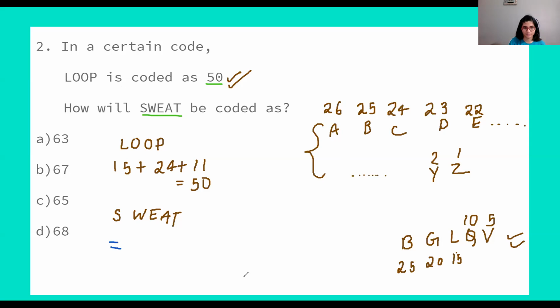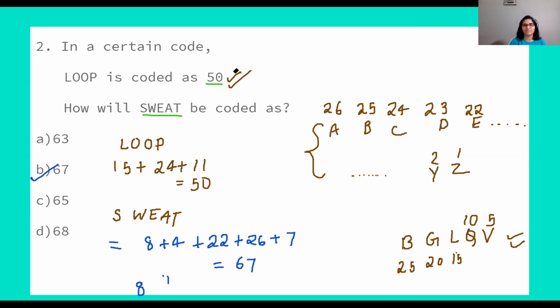So SWEAT: S is 8, W is 4. Oh, got to add the 8 plus 4. E is 22, A is 26, first letter, T is 7. So when we calculate, we will get the answer 67, and our correct answer is B.